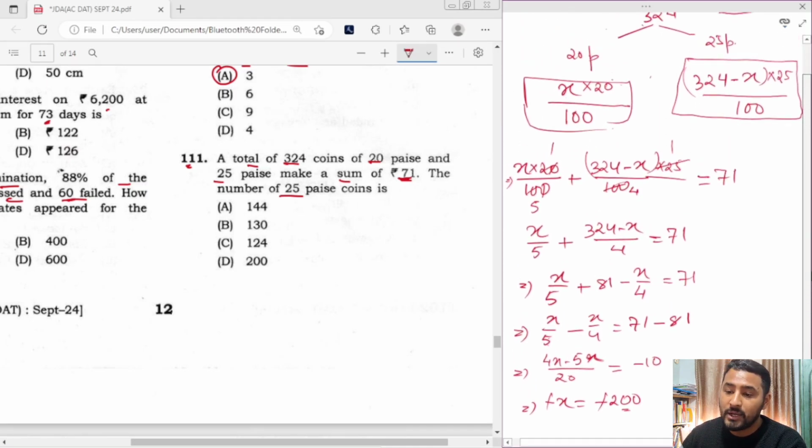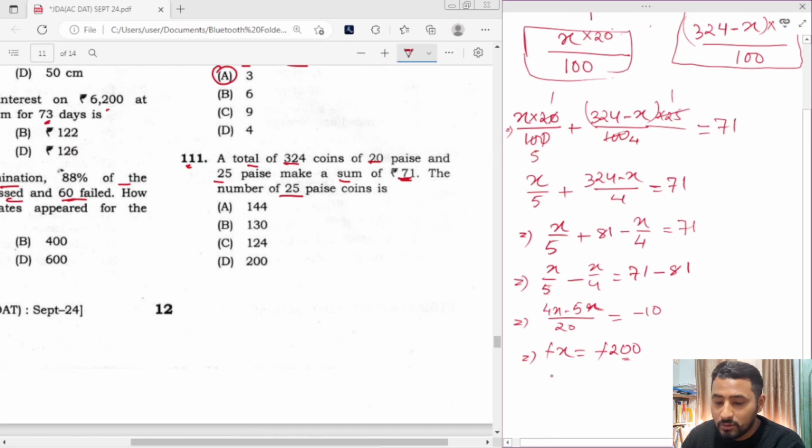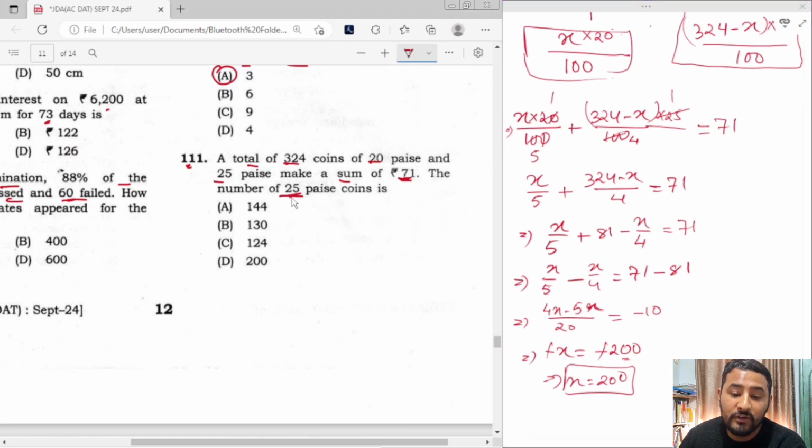That means our x was which one? Our x was 20 paise, right? If the 20 paise coin is how much? 200. So we got x is equal to 200. That's the value of 20 paise. But out of the total, we need the coins of 25 paise.